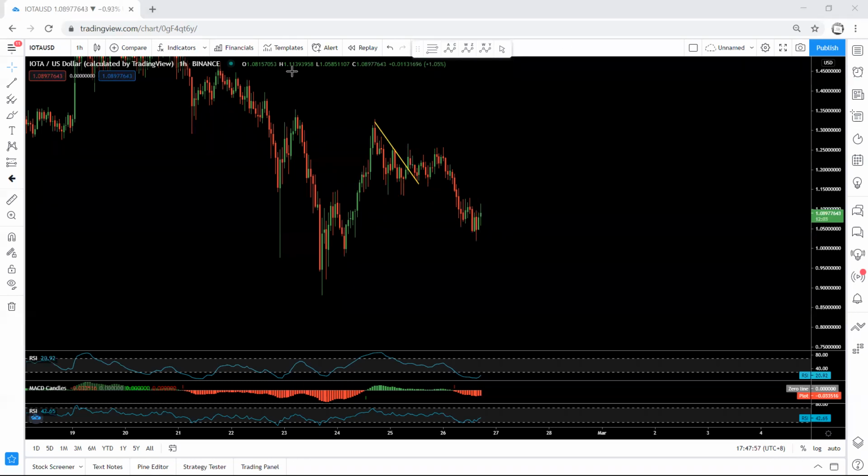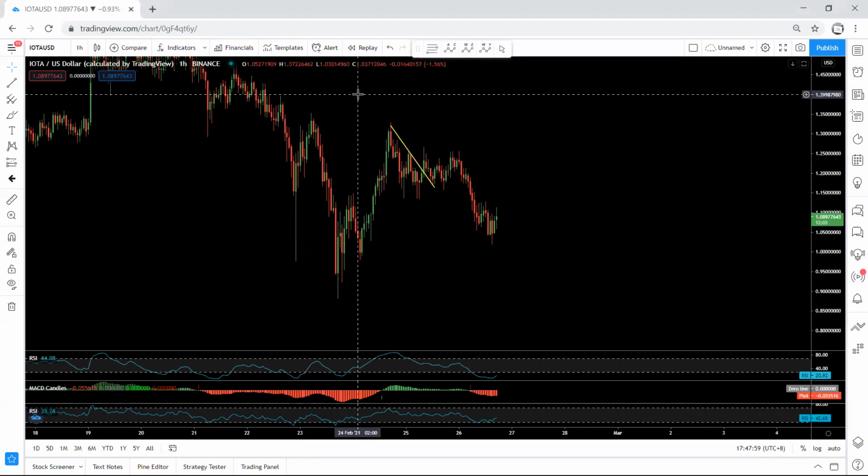By the way, we don't have any trade setup. We just follow the chart. If I see any changes or any trade setup, then I will share.